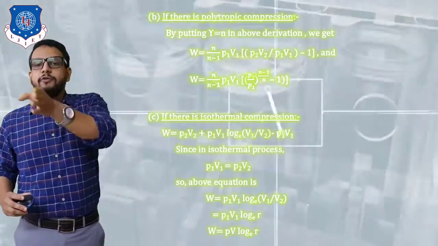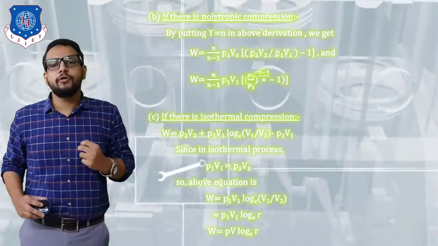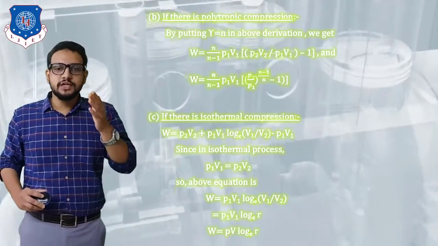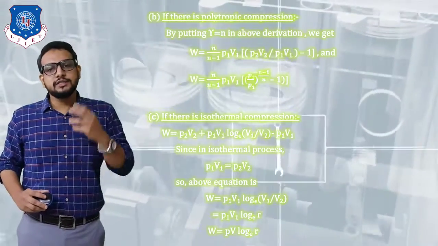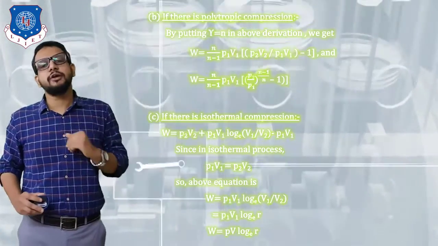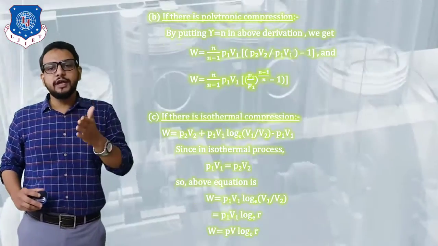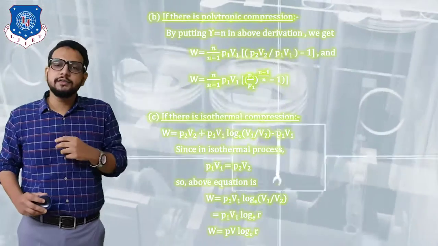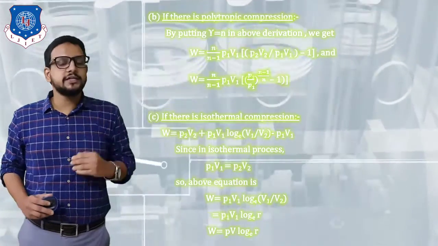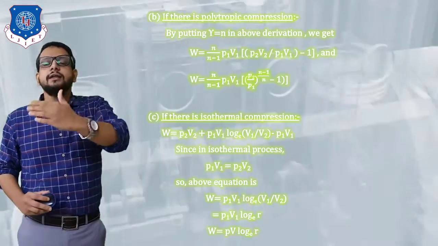Minus P1 V1. Now, in our isothermal process, we know the law of an isothermal process, that is P1 V1 is equal to P2 V2. So from this equation, P2 V2 and P1 V1 both get cancelled out, and the final equation becomes P1 V1 ln V2 by V1. Further, we can write P1 V1 log R, where R is the compression ratio. Even further, this equation can be written in the form of the characteristic gas equation. So we can write PV is equal to MRT, and further we can write MRT ln R.